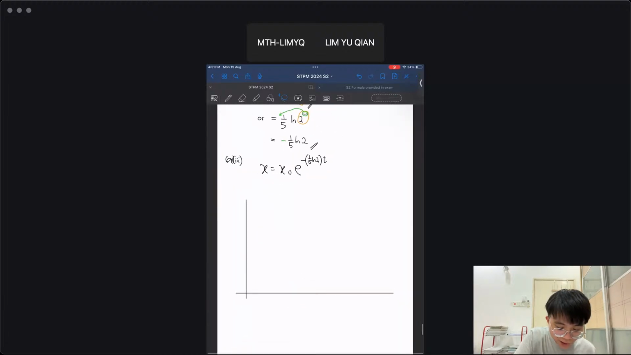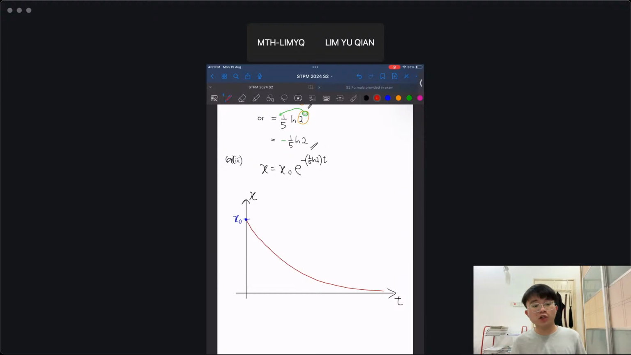And this time t will start from 0 only because negative time we are not interested. So x and t. So what should the starting point be? At t equal to 0 is x naught, so here should be your x naught. You must plot this one. And eventually it will go to 0. Eventually it will go to 0.